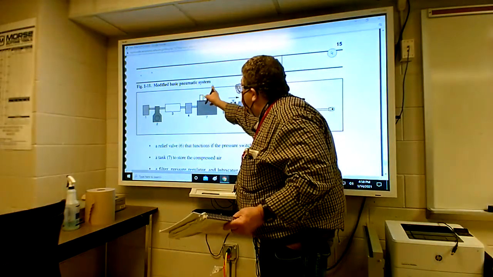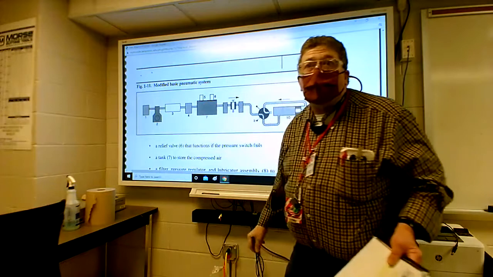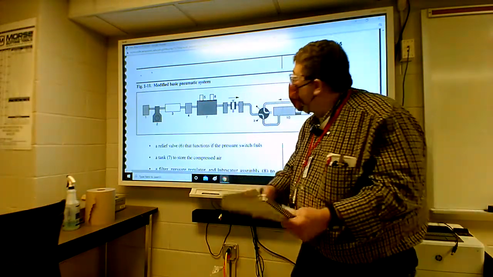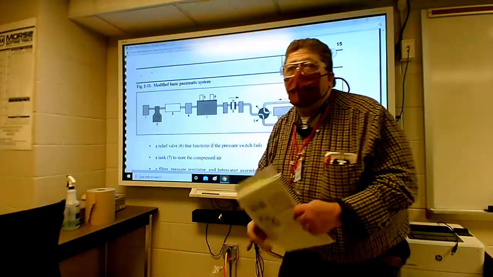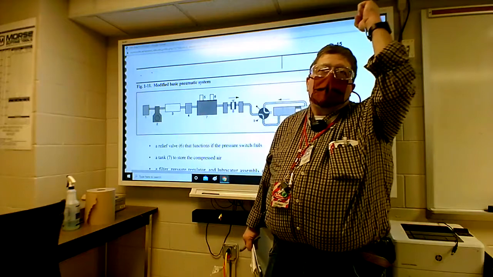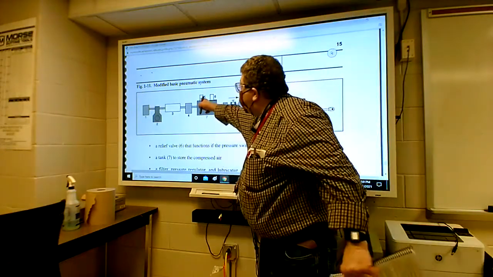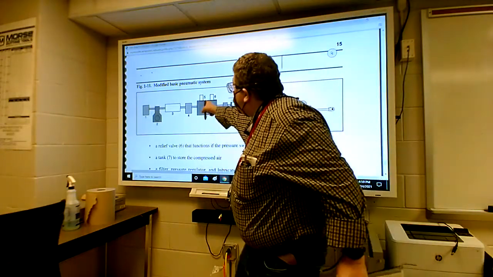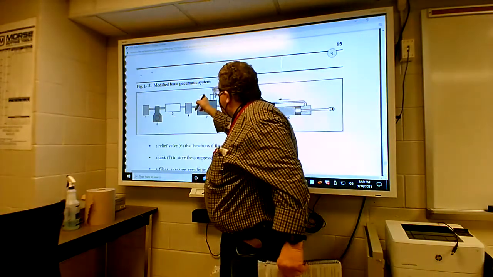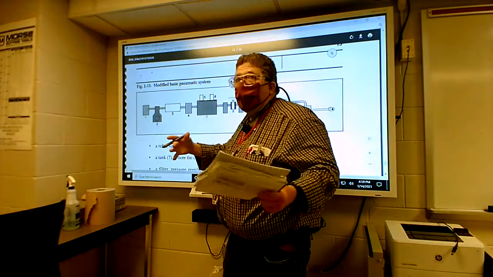This is the first one, and this one is a watchdog over the pressure switch if it fails. If it doesn't shut the compressor off when it needs to, that's a mechanical relief valve that has a spring, and it's just going to mechanically pop open and blow off if the pressure switch didn't do its thing. The pressure switch actually tells the compressor to shut off. So this is monitoring in the tank, in the storage tank.